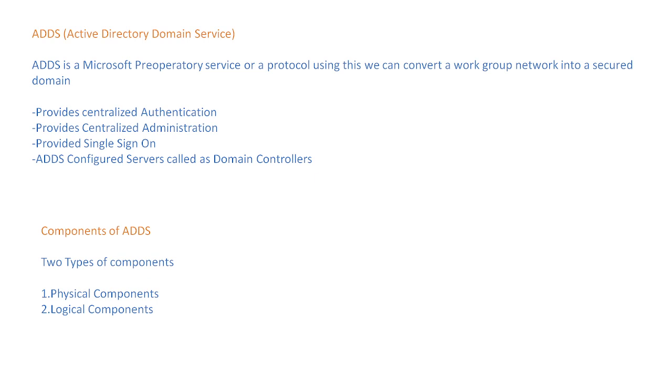A computer or server on which Active Directory Domain Services is installed or configured can be called a domain controller. And there are two types of components, physical components and logical components. That will be explained in the next video.